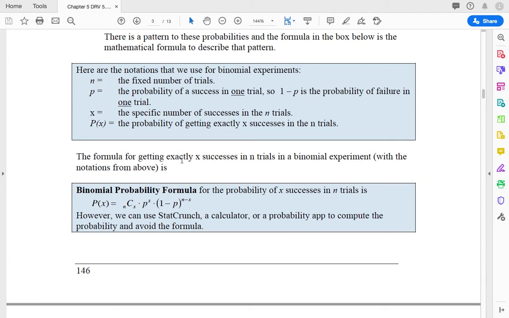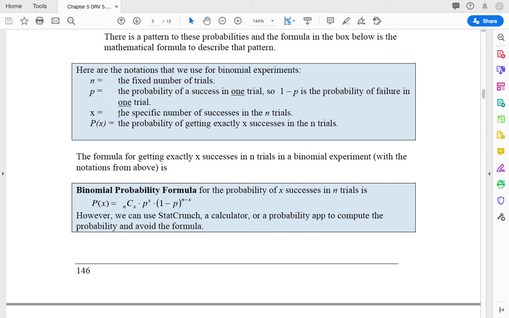Okay, so these are the notations that we use when we talk about a binomial experiment. N, that's the fixed number of trials. Lowercase p is the probability that you have a success in any one trial. So that would be like a 50% chance that you get tails when you flip the coin.